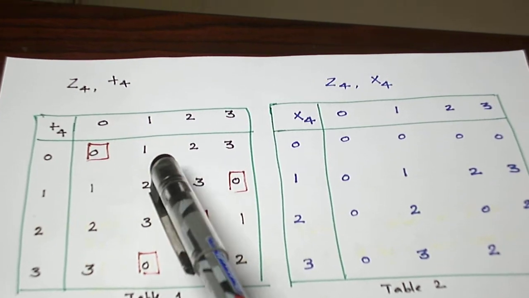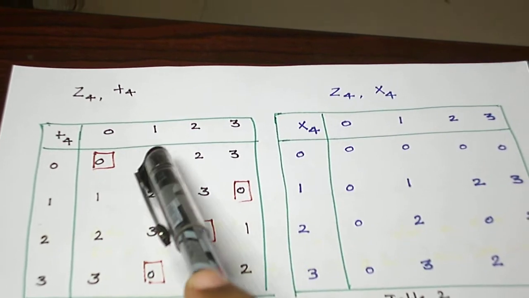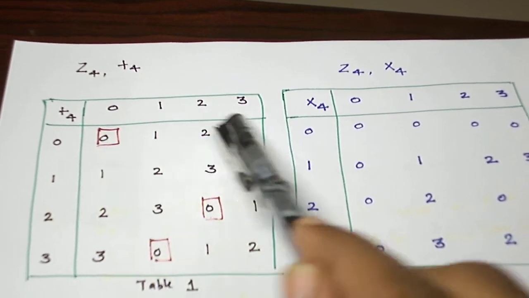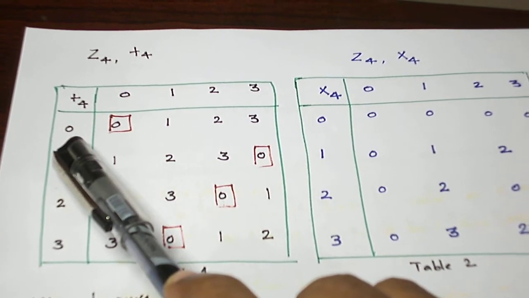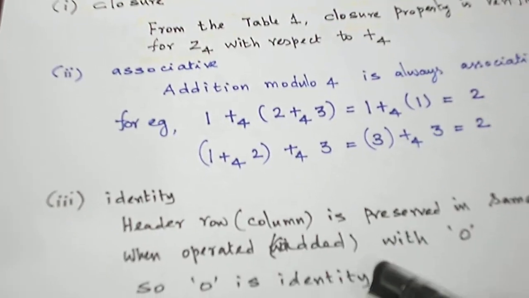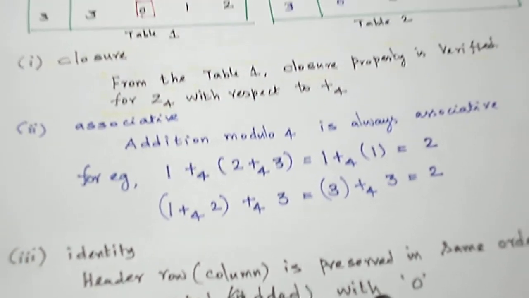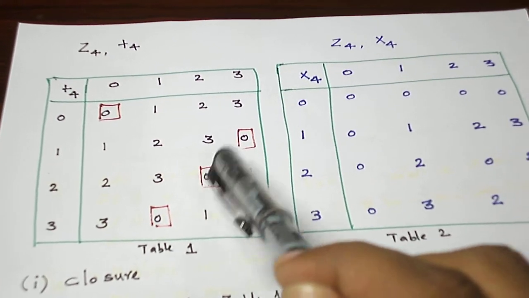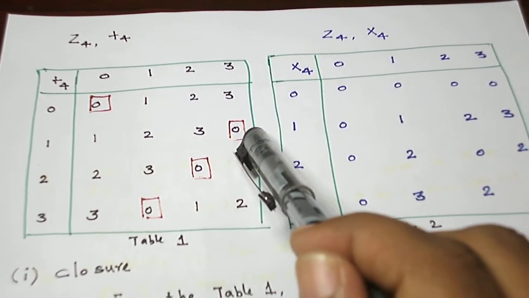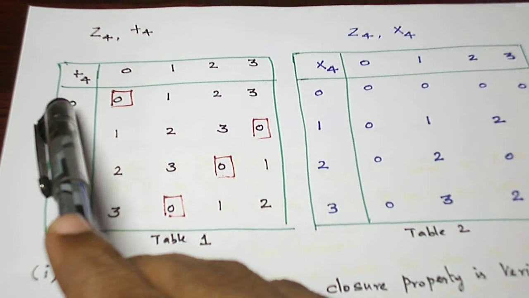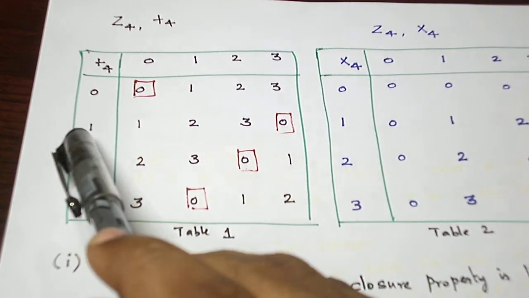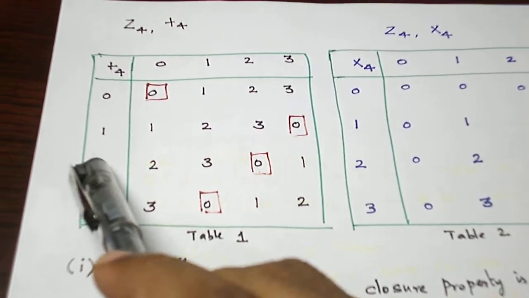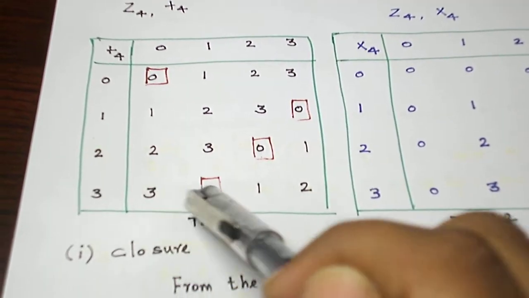And additive identity. So 0 is the additive identity, we know it. Moreover, the header row is repeated in the same order when it is being added by 0. So 0 is the identity that is being written here. And in each row, let us encircle the additive identity. From that we can find out 0 inverse is 0. Look at my hand movement. 0 inverse is 0, 1 inverse is 3, 2 inverse is 2, 3 inverse is 1. So that is what is written here.